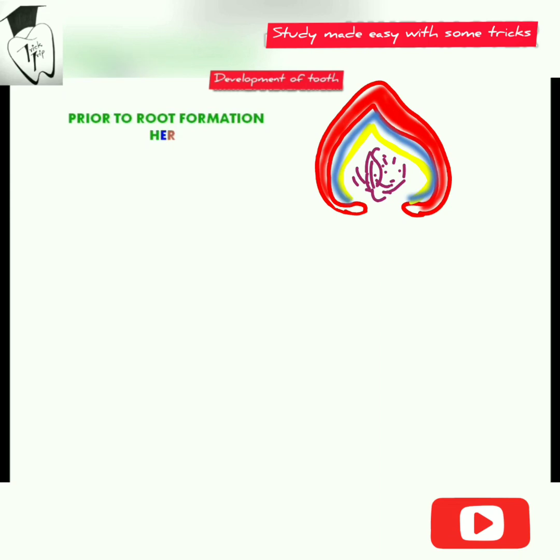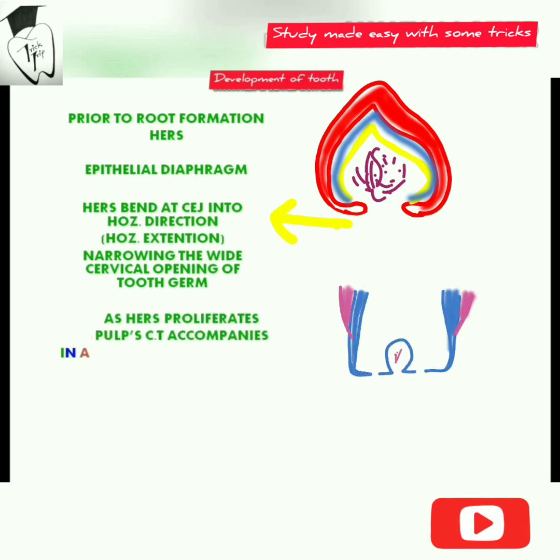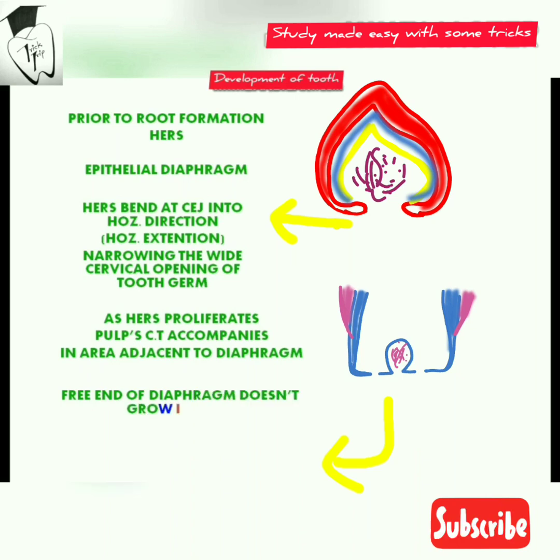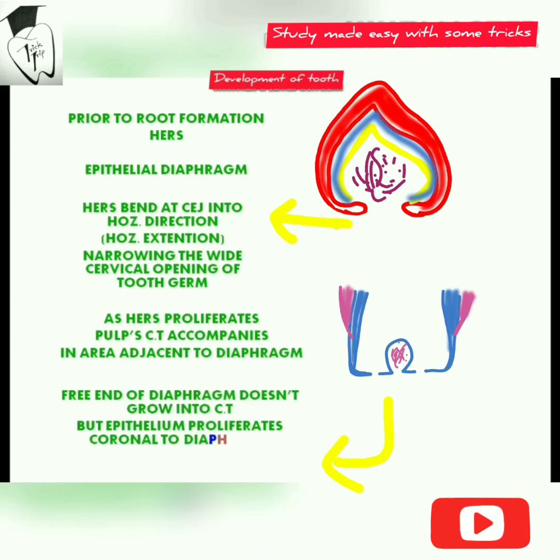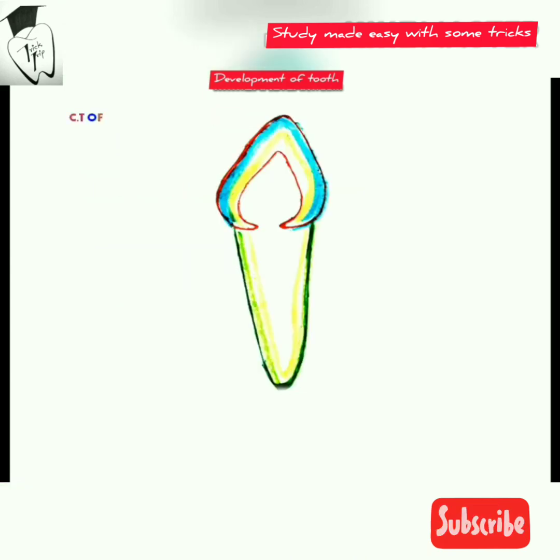Now, prior to the root formation, the root sheath forms the epithelial diaphragm in the apical direction, and it bends at the CEJ in a horizontal direction, narrowing the wide cervical opening of the tooth germ. As the root sheath proliferates, the pulp's connective tissue accompanies it in the area adjacent to the diaphragm. The free end of the diaphragm does not grow into the connective tissue, but the epithelium proliferates coronal to the diaphragm.